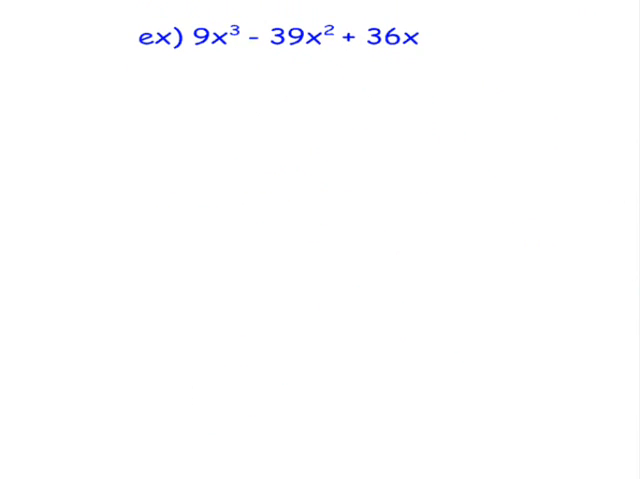Let's go with this one right here. 9x cubed minus 39x squared plus 36x. All right, so 9x cubed minus 39x squared plus 36x. Okay, we're asked to factor this. First rule of factoring is a greatest common factor, finding a GCF. Look at this trinomial a second and see if you can figure out what is, or if there is any, greatest common factor.